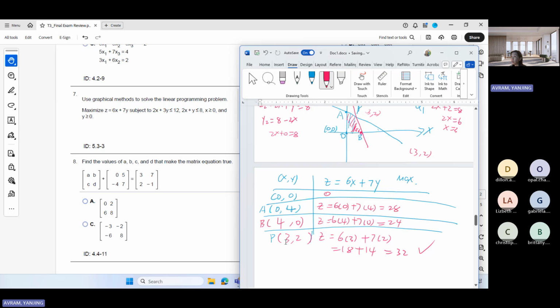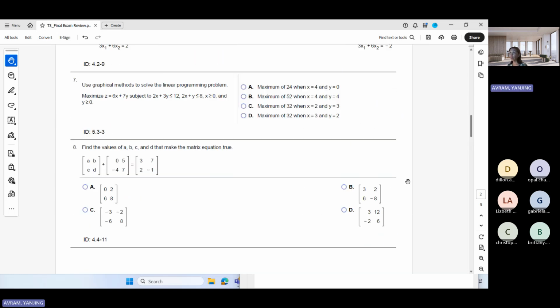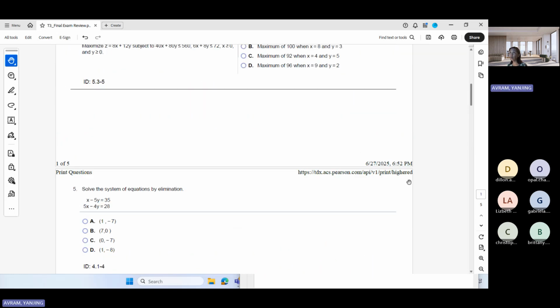So the maximum is 32, but which one is the correct one? I'm sorry, x will be 3, y will be 2. So that should be the D, not a C. So x is 3, y is 2, for the maximum of 32. All right, so that's it. That's all we have.